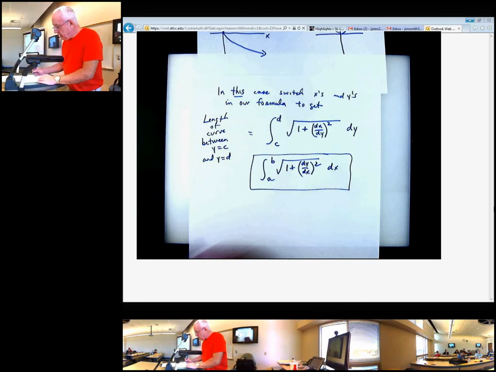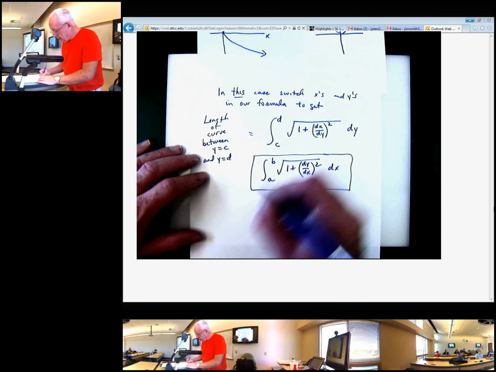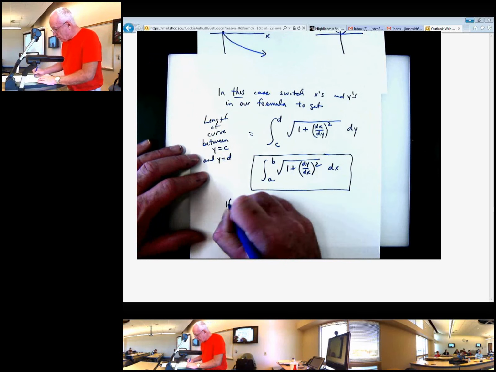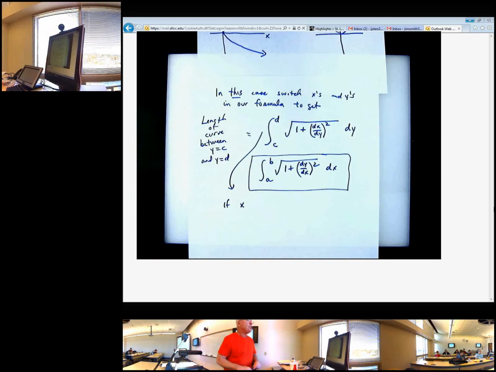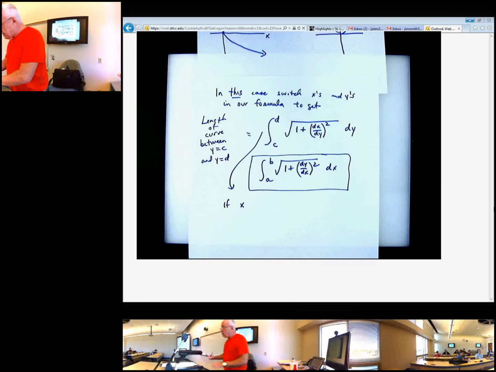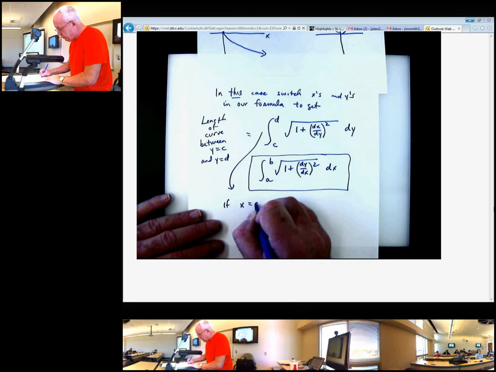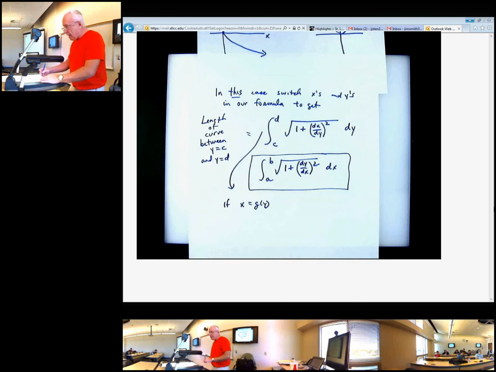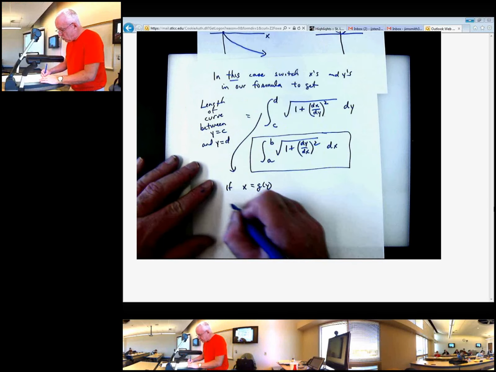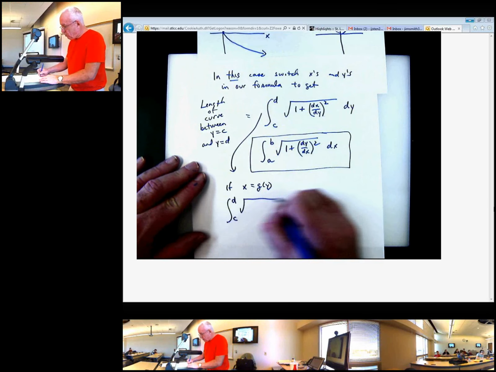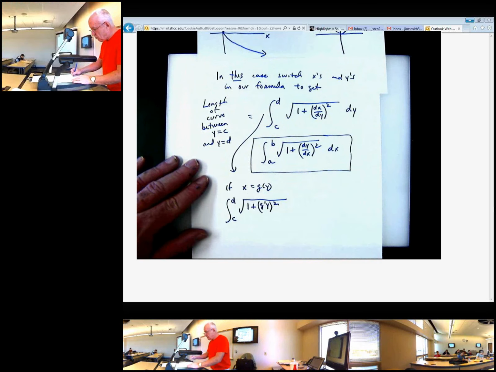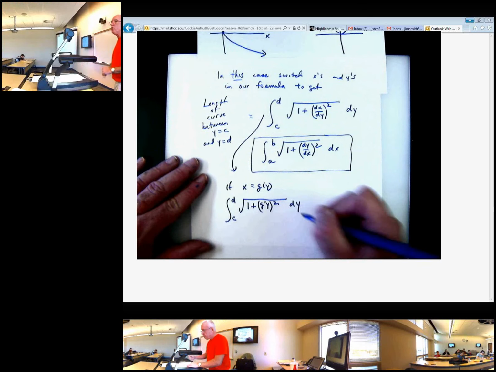Now, another way of writing this one is by using the other notation. If x is equal to, say, g of y, I could write that top formula as the integral from y equals c to d of the square root of 1 plus g prime of y squared dy. They're both equivalent to each other.